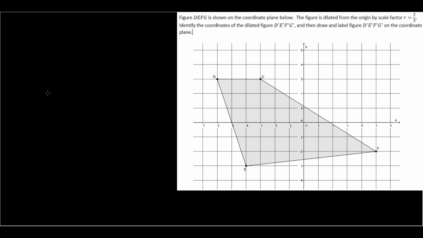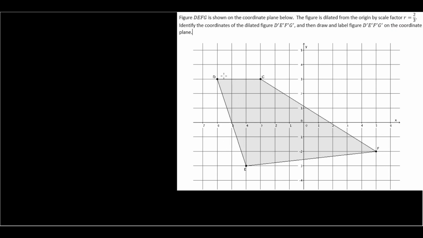Okay, here we go. Today we are dilating a figure around the origin by a scale factor. So we have this figure DEFG shown on the coordinate plane below. Our scale factor is going to be 2 over 3, and we're going to get a quadrilateral called D prime, E prime, F prime, and G prime. We're going to label it on here. So our first step is to figure out where these coordinate points are.